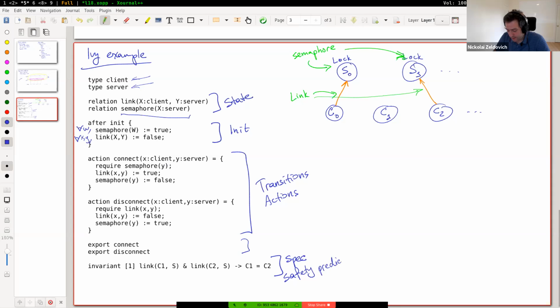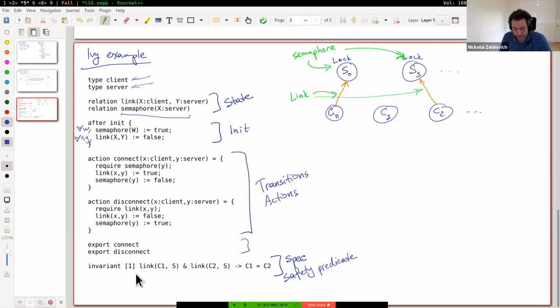And it's a predicate on these relations, link and in principle semaphore as well. But it sort of makes sense to think of it this way, because this link relation is the state of the system. It sort of embodies who is currently holding a lock.